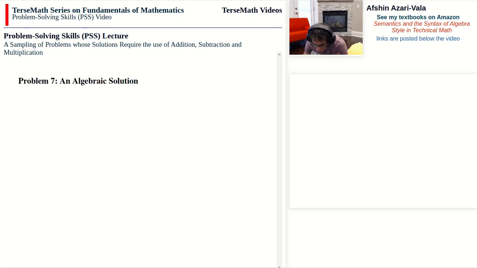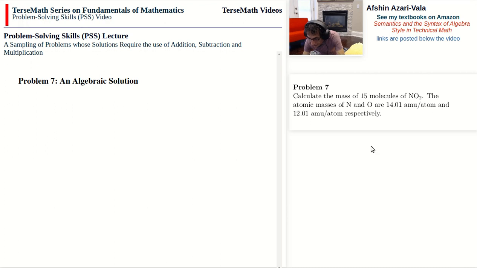Let's now take a look at problem 7. Calculate the mass of 15 molecules of NO2. The atomic masses of N and O are 14.01 AMU per atom and 12.01 AMU per atom respectively.